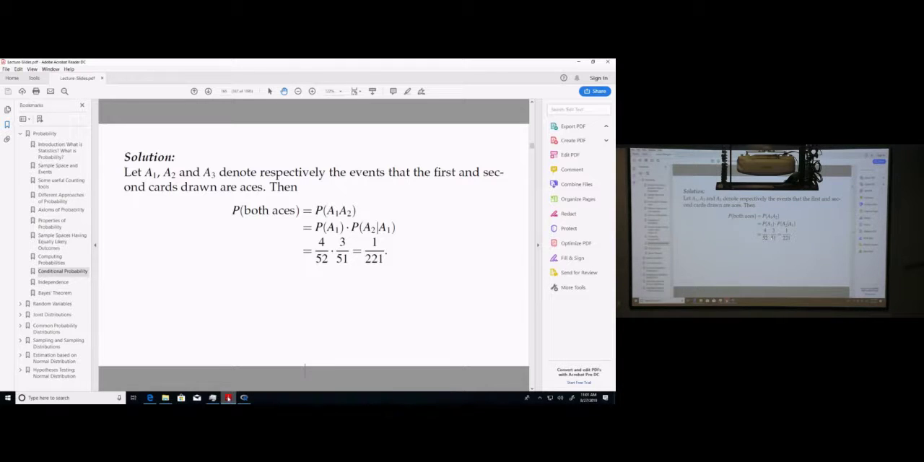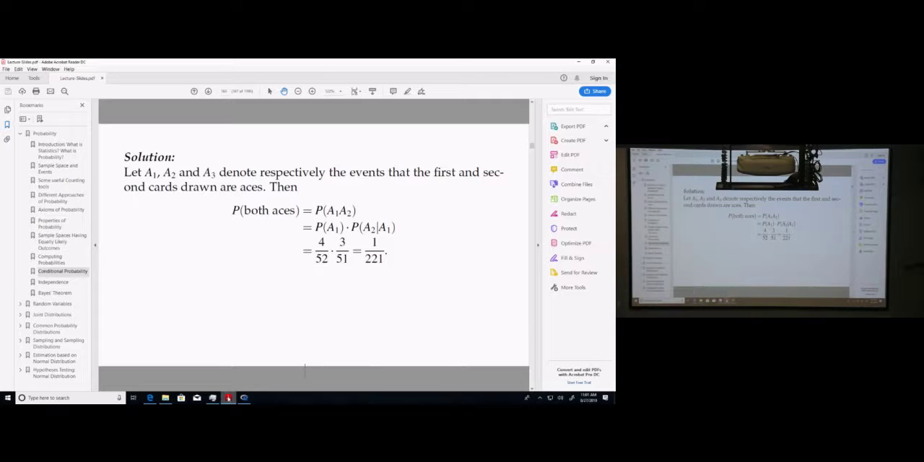Now, you have 4 aces out of 52 cards, so you have to choose 4 out of 52. And now that one card has already been chosen, the remaining 51 cards, this is the basic assumption, are equally likely to be drawn, all right? And so there are 3 aces remaining. So I will have 4 over 52 times 3 over 51, and that simplifies to this number. This is something like less than 0.5% of the time, all right?